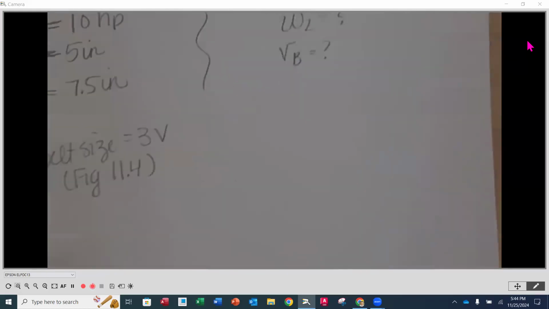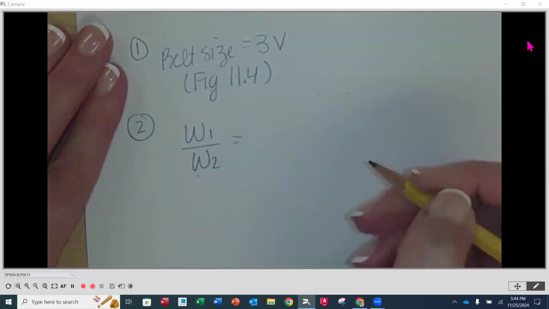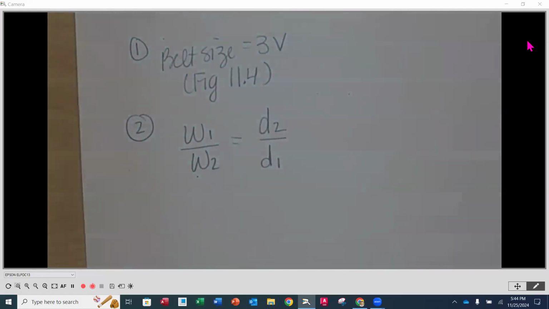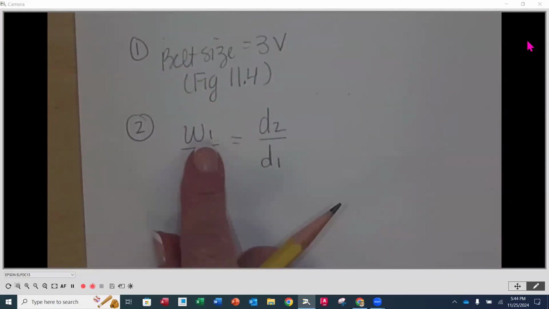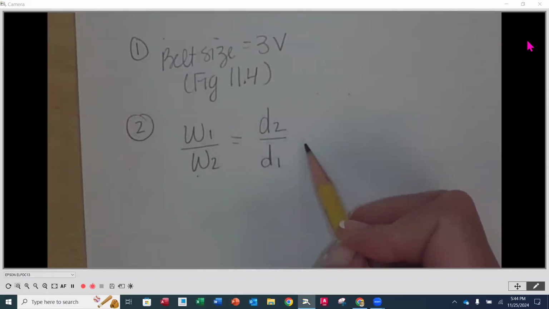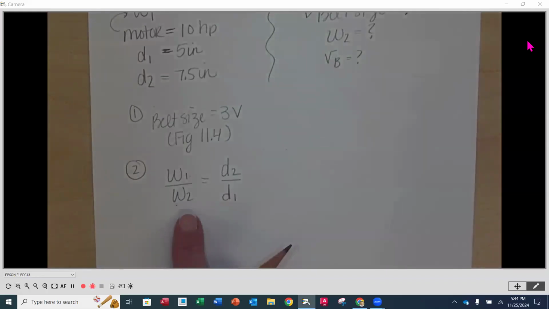So we can say that W1 over W2 is going to be equal to D2 over D1. Make sure you have the right numbers where they're supposed to go, because the larger number will always go on top. Our angular velocity of the input will be a larger value than the angular velocity of the output, so it'll be on top in this equation. But for physical size or number of teeth, the 2's always go on top because they're physically bigger. Now, we know each one of these diameters, and we know W1. So by setting these equal to each other, we can solve for W2.